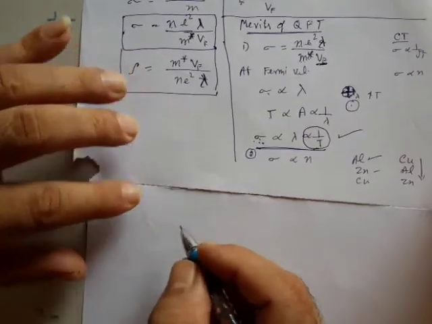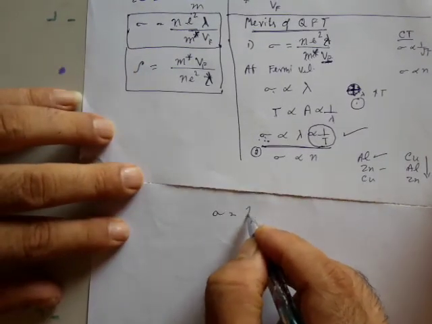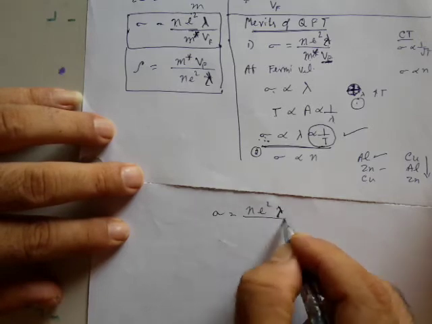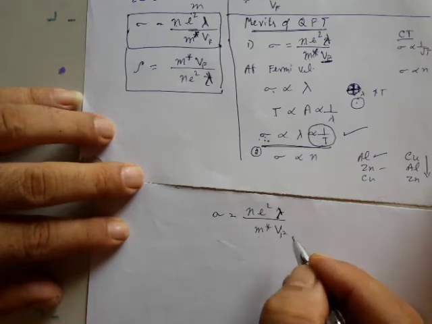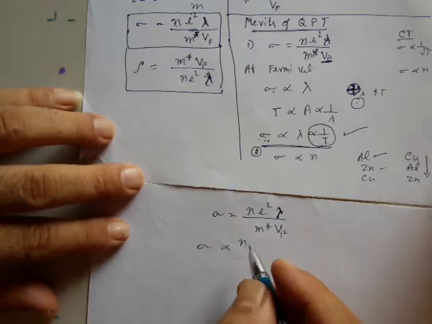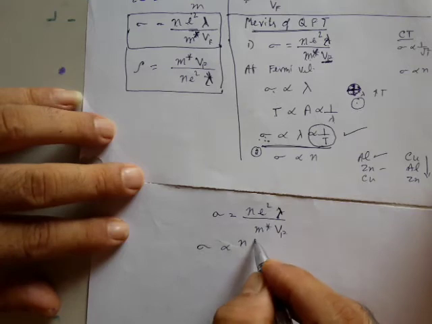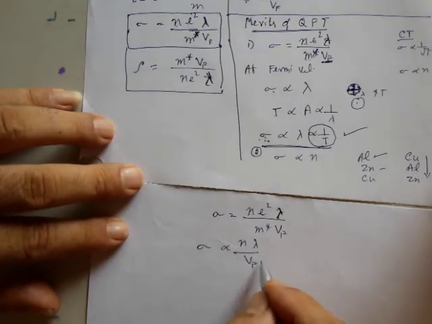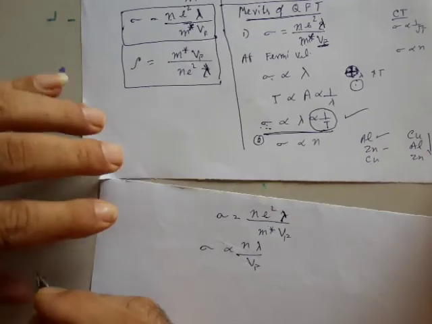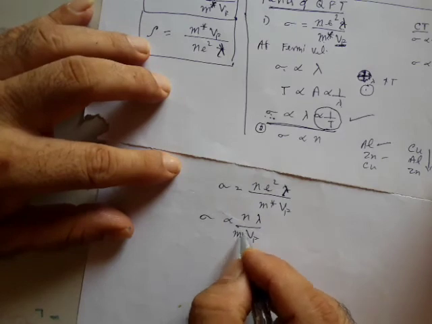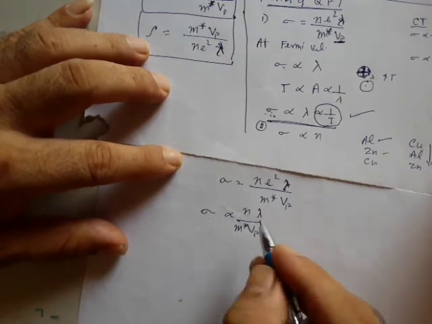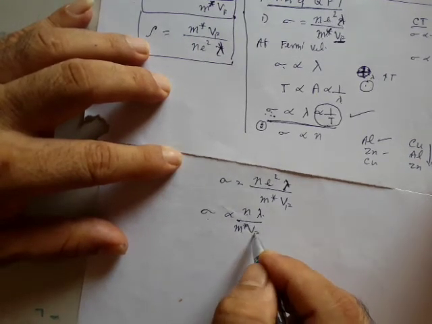Now to understand that, once again let me come back to the equation. Sigma is equal to n E square lambda divided by m star into Vf. This is the expression. Naturally, sigma is proportional to n, no doubt. But E is a constant. It depends on lambda and it depends on Vf, because m star is also assumed to be constant. However, m star need not always be considered exactly a constant. Therefore, I can say sigma is proportional to n lambda divided by m star into Vf.